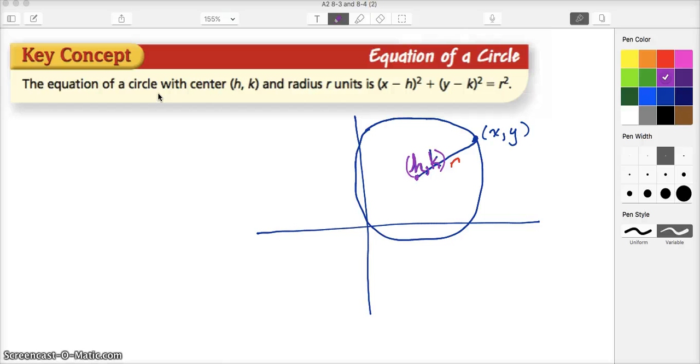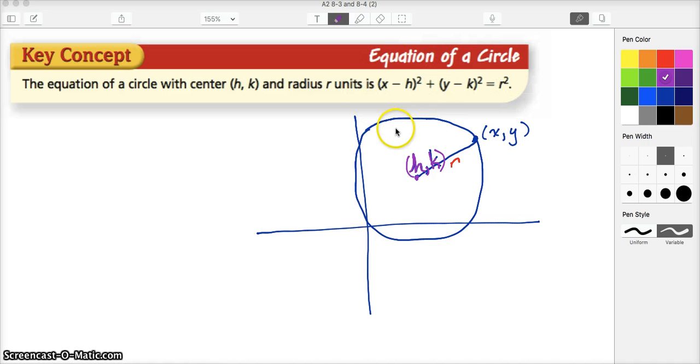So here we come to the first key concept of the section, where we are given what we call the equation of a circle. And we're going to talk about it in reference to what a circle is. The equation of a circle, where (h, k) is the center and r is the radius, is given as follows. (x minus h) squared plus (y minus k) squared equals r squared.